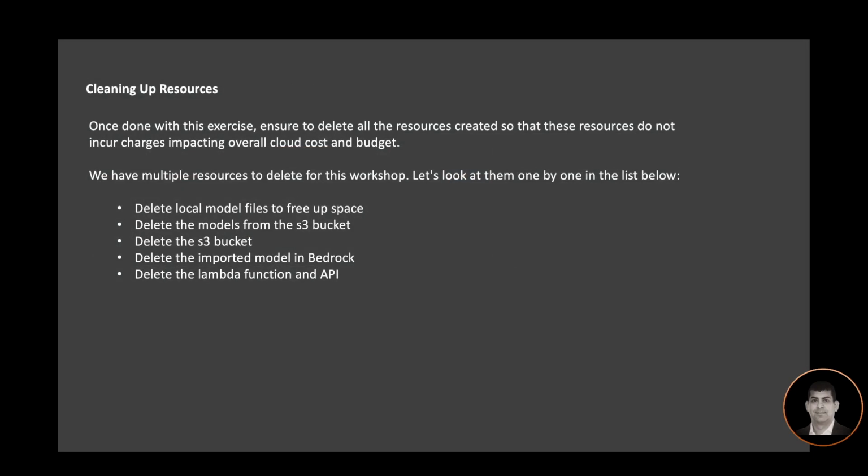Once we're done with this exercise, ensure to delete all the resources created so far so that these resources do not incur charges impacting overall cloud cost and budget. We have multiple resources to delete for this workshop, so let's look at them one by one in this list below. So we need to delete the local model file to free up the space. We will delete the model from the S3 bucket, right? Because we're looking at about 15 to 18 GB. Then we'll delete the S3 bucket, and then we'll delete the imported model. Now in the end, we'll delete the Lambda function and API.